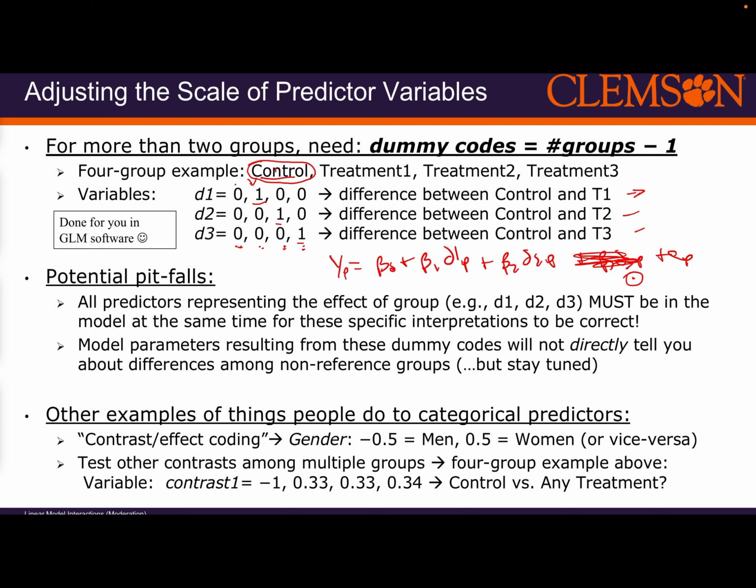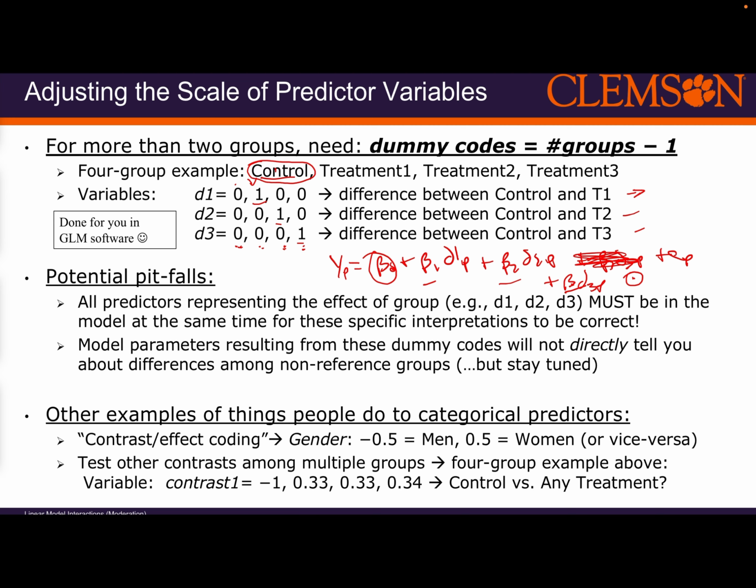Now, model parameters resulting from these dummy codes will not directly tell you about differences among non-reference groups. So in what we would get out of this approach here, let me just add beta 3 back here, D3. Okay, beta 0, we just learned before, is the mean of the control group. What beta 1 represents is the difference in means between the treatment 1 group, T1, and the control group. What beta 2 represents is the difference in means between T2 and the control group, and similarly with T3.